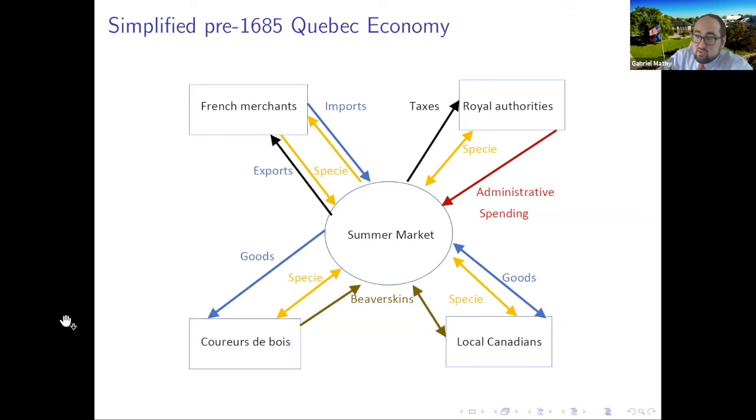Beaver skin is being used as money, but you can't use beaver skin with the French merchants. Of course, the royal authorities back in France don't want beaver skin. So all of those have got to go with specie. So you can use beaver skin as a substitute, and it makes sense that you would substitute that. So you can use the international money for imports. You don't have to use it domestically. So it'll relax that constraint a little bit if you can use an alternate money.